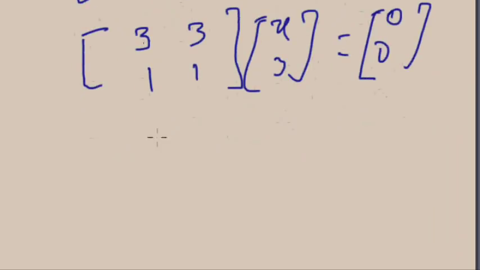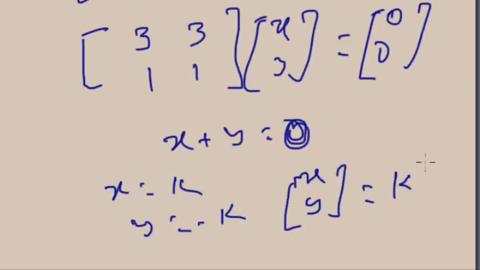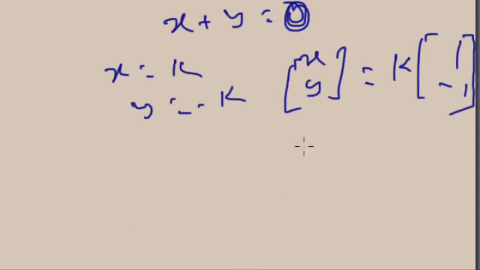This means 3x plus 3y is equal to 0. That means x plus y is equal to 0. Second equation, x plus y is equal to 0, same. So this is the equation. Suppose x is equal to k, y is equal to minus k. So [x y] is equal to k into [1 minus 1].